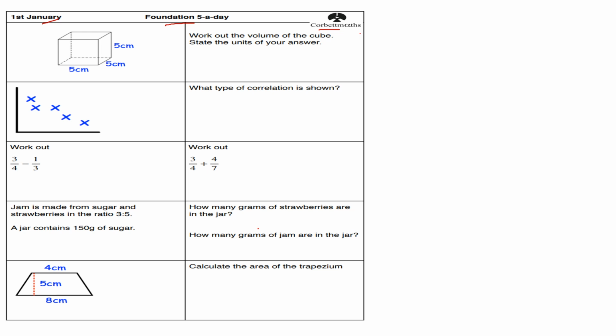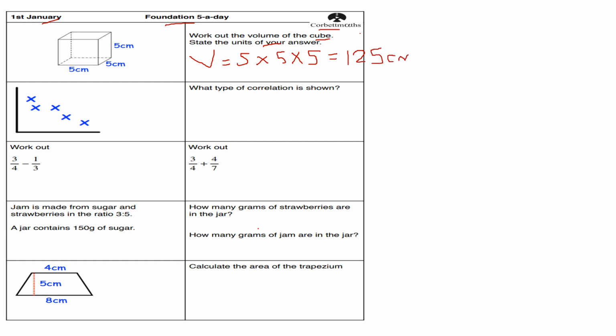This is question number 1. So I've got a cube here. Work out the volume of the cube. State the units of your answer. Well, the volume of a cube, guys, is the length times the width times the height. So it's 5 times 5 times 5. Well, 5 times 5 is equal to 25, and then 25 times 5 is 125. So the answer is 125, and the units for volume, in this case, will be centimeters cubed.